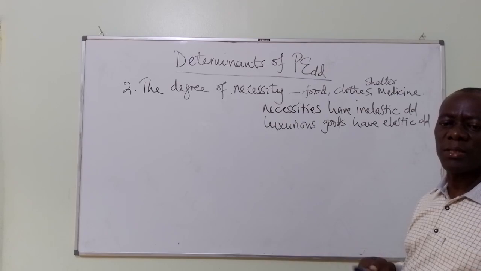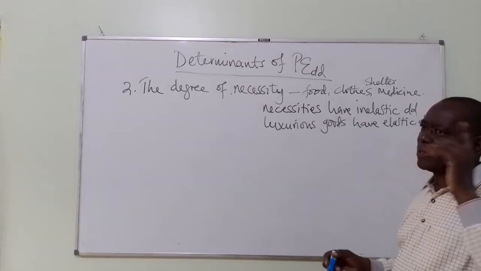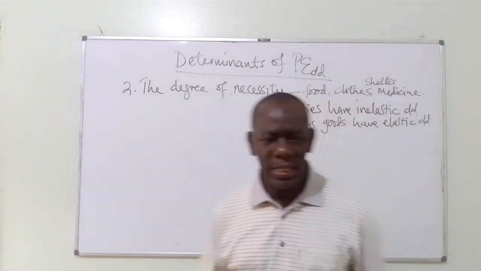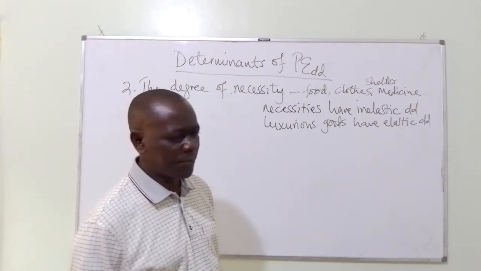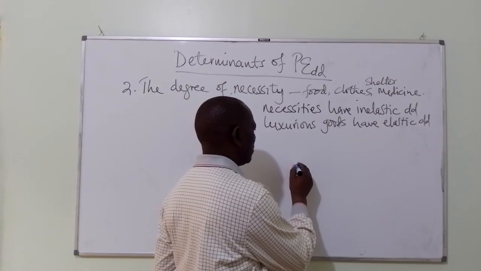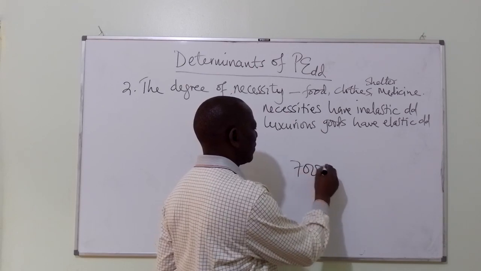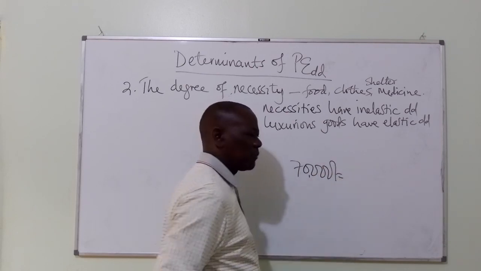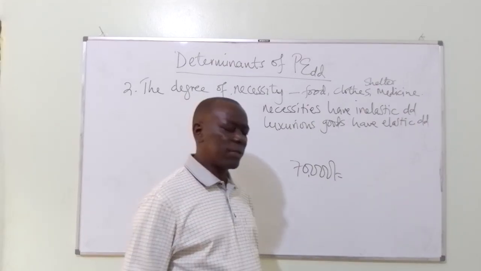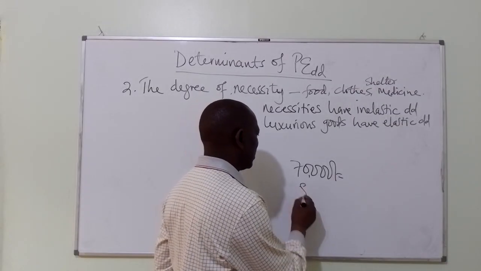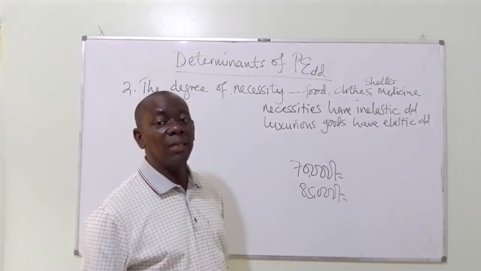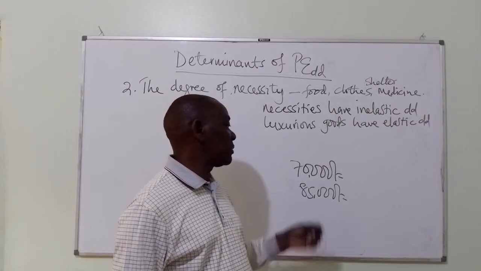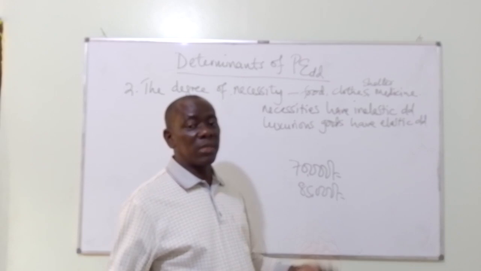But now when you go to luxurious things, somebody thinks twice. He wanted to buy a DVD player. A DVD player is not a necessity. So if he went there and found that it was 70,000, he goes back, he looks for money, he works. When he goes back and it is 85,000, you find that he leaves it, says, no, I will not buy it, because it's not a necessity.